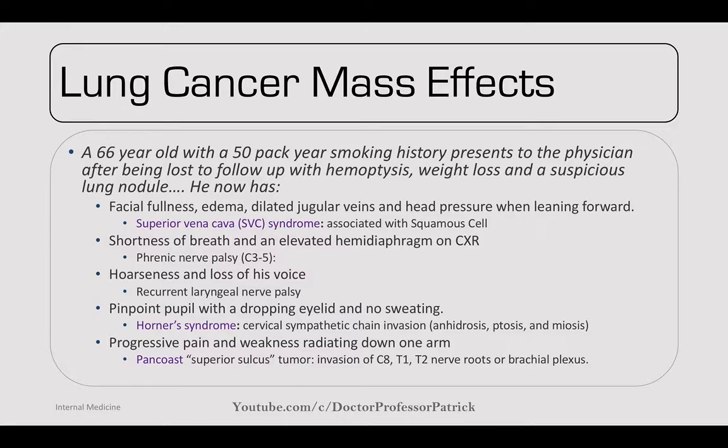So what if he had shortness of breath and an elevated hemidiaphragm on chest x-ray? So this is phrenic nerve palsy. Another one of the central squamous cells or small cells can actually eat away at the phrenic nerve and cause an elevation of the hemidiaphragm. So hoarseness and loss of voice is a recurrent laryngeal nerve palsy. Pinpoint pupils and a drooping eyelid with no sweating on the face is Horner syndrome, and that's a cervical sympathetic chain invasion. So you get the classic anhidrosis, ptosis, and miosis.